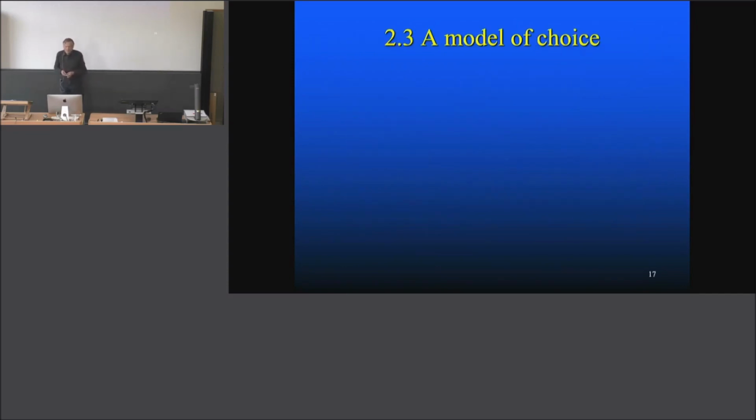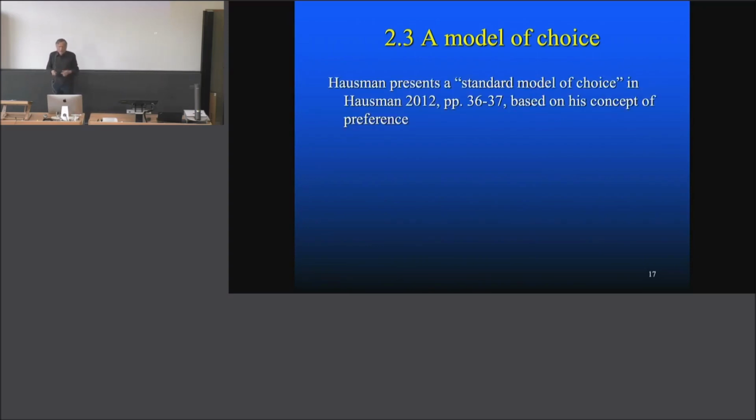All right. Now, before I go to this critical part, I want to exemplify Hausman's view, because he's presented a model of choice in which he tells us how the different components that go into preferences and choices work together. He presents that as a standard model of choice in his book, and it's based on his concept of preferences. Again, preferences are total, subjective, comparative evaluations. And once you know that, then you can see how choices are made based on this concept.